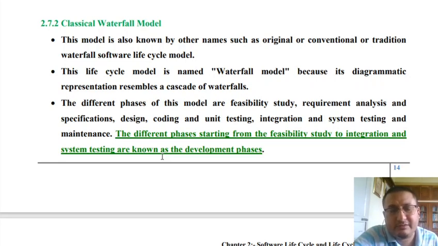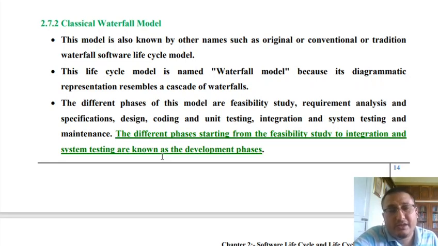The phases extending from the feasibility study phase to the integration and system testing phase are called the development phase, because these are the phases when the actual development takes place. I'll repeat it. The phases extending from the feasibility study phase to the integration and system testing phase are called the development phase, because during these phases the actual development takes place.